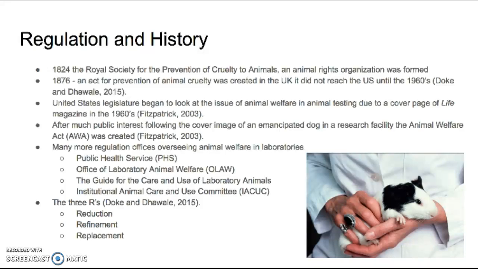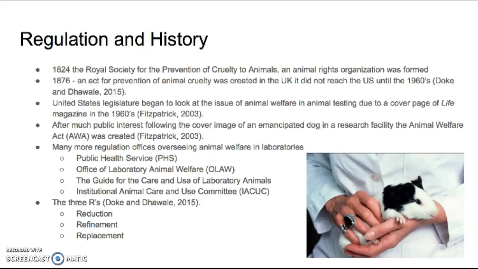The Guide for the Care and Use of Laboratory Animals, also known as the Guide, was first published in 1963 as a manual for facilities that use animals in research. The latest version of the guide, published in 1996 by the National Research Council, contains standards for the husbandry, housing, veterinary care, personnel training, and physical plant specifications for research institutions.